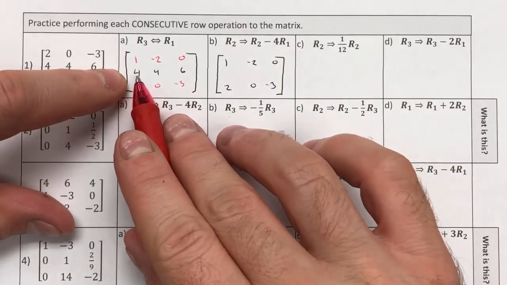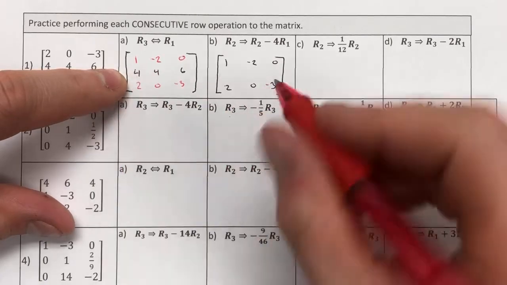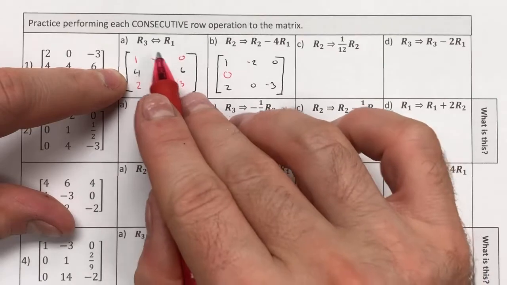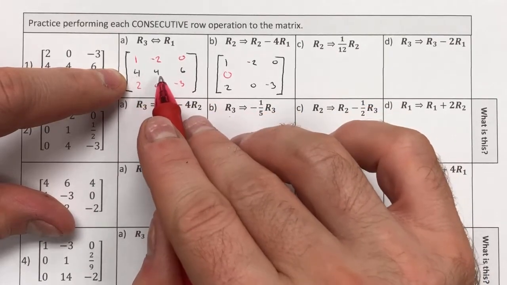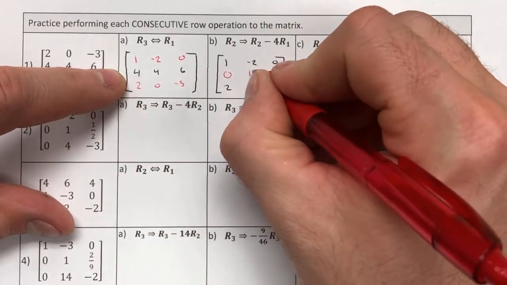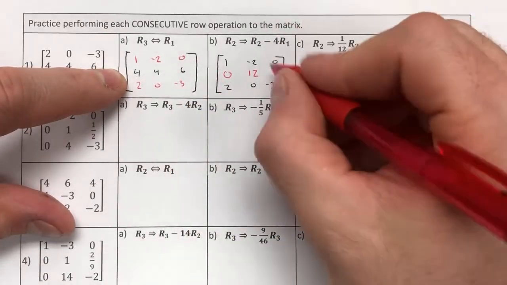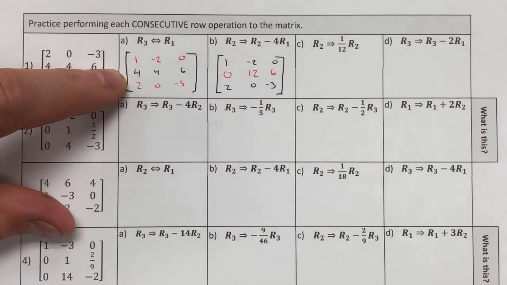So 4 minus 4 of these. 4 minus 4 is 0. 4 minus 4 of these, so minus 4 of these is going to be plus 8. 4 plus 8 is 12. 6 minus 4 of those is just going to be 6. Awesome.